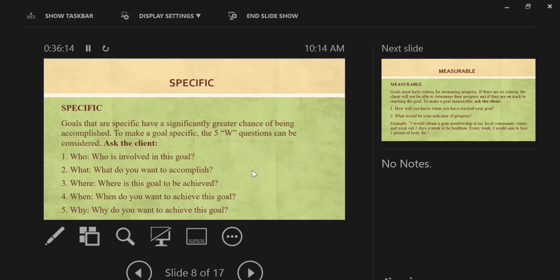To make a goal specific, the 5 W questions can be considered. Ask the client, who is involved in this goal? What do you want to accomplish? Where is this goal to be achieved? When do you want to achieve this goal? Why do you want to achieve it? Okay, so these questions may sound a little bit sterile, but we're going to come up with a goal together, and then we're going to dissect it together.